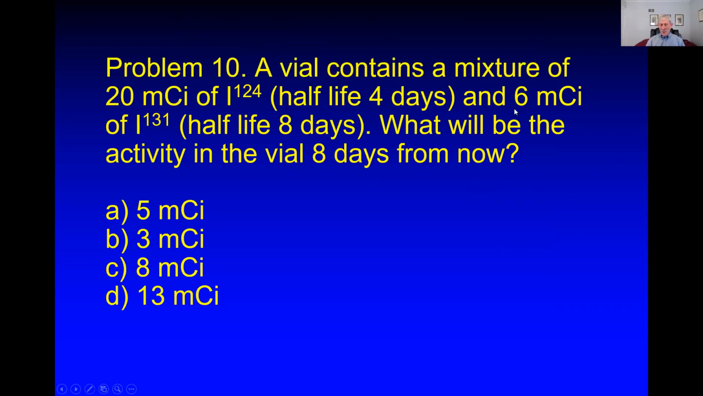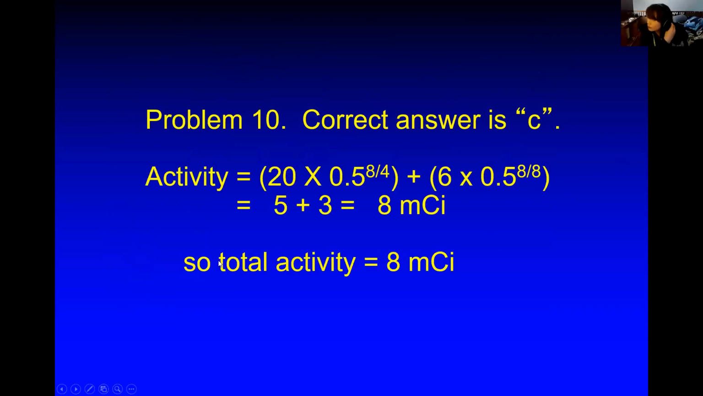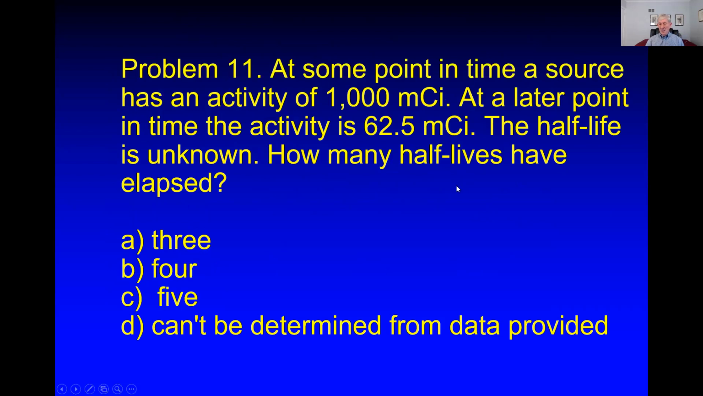Here we've got 6 millicuries of I-131, 8-day half-life, 8-day decay time. We have 1 half-life elapsed. Half of 6 is 3. So we had 5 from here and 3 from here, which is 8. And here's the math. 20 millicuries times 0.5 to the power of 2, plus 6 millicuries times 0.5 to the power of 1, will give you 8 millicuries. Pretty easy problem. How about this one?